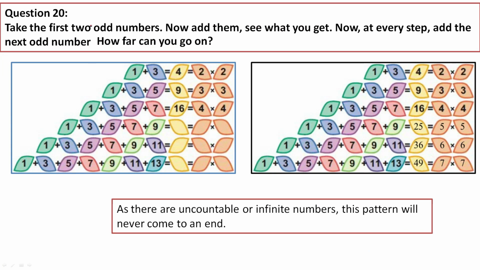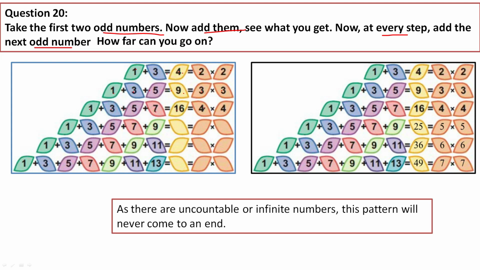Now take the first two odd numbers, 1 and 3. Now add them. So what do you get? Now at every step add the next odd number. How far can you go on? Now 1 plus 3, the answer is 4. Then 4 is nothing but 2 multiplied by 2. Similarly, next odd number: 1 plus 3 plus 5 is 9. 9 is nothing but 3 into 3, 3 threes are 9.